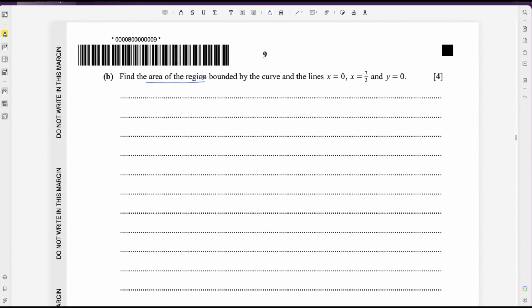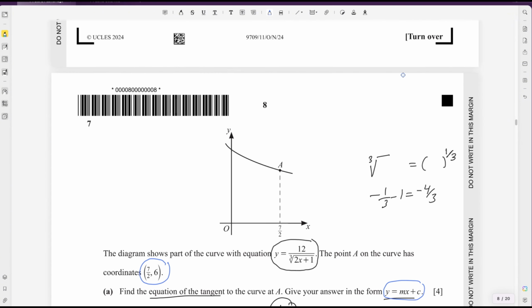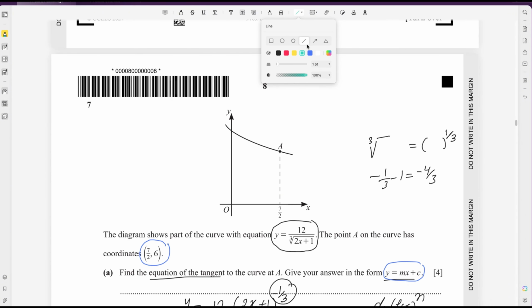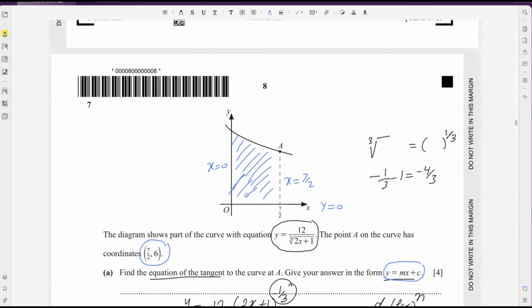Find the area of the region bounded by the curve and the lines x equals 0, x equals 7 over 2, and y equals 0. Actually, you need to find this area. Let me show you. This line is x equals 7 over 2, this line is y equals 0, and this line is x equals 0. It means you need to find this area. Hopefully you understand. We need to find this area under the curve.